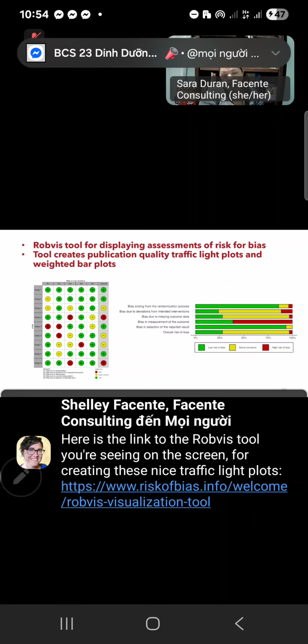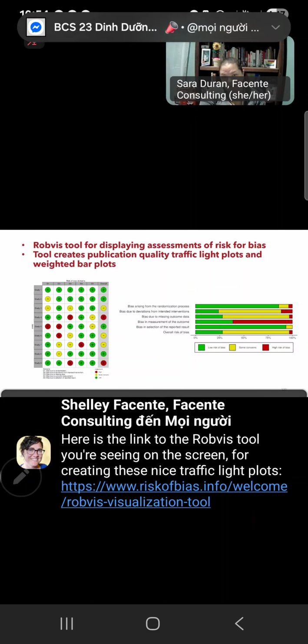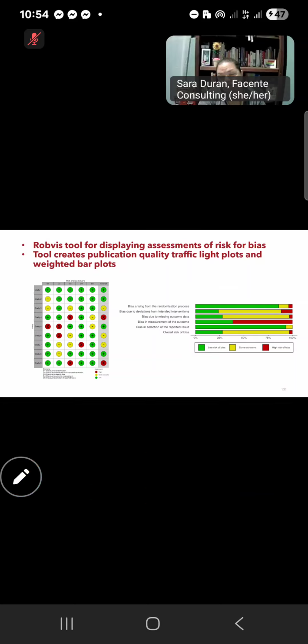Lastly, while the RobVis tool isn't required, it's a great free option for visualizing the results. And these two examples on the screen right now are created from that RobVis tool. It creates these traffic light plots, again, the green, yellow, and red, as well as some weighted bar plots, which make it really easy to show readers at a glance where bias concerns lie across all of your studies.